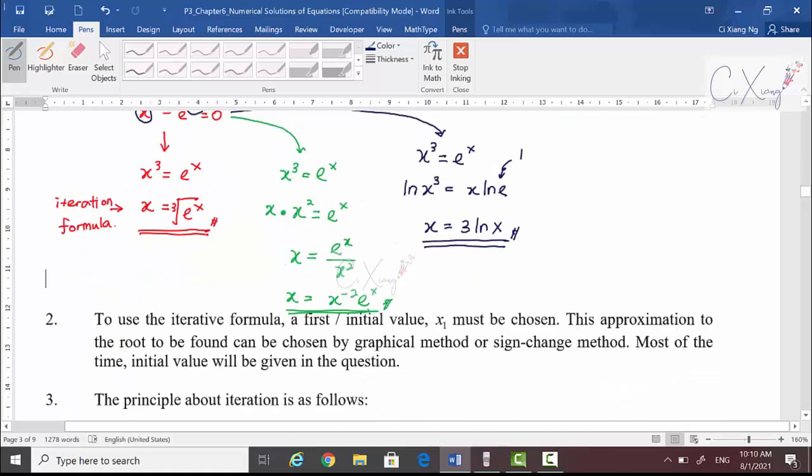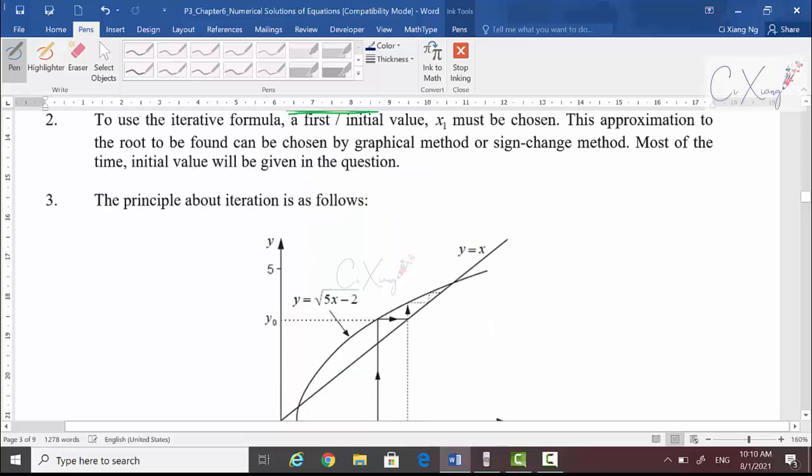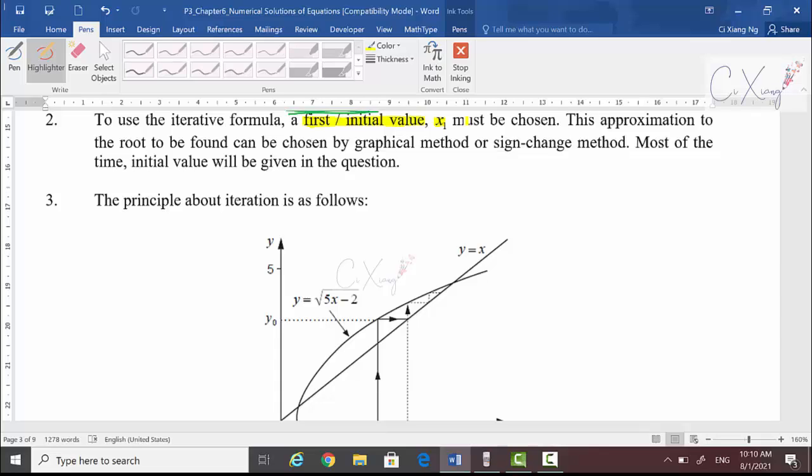Next, let us continue with our simple explanation again. To use the iteration formula, usually you will need to have the first or initial value. In this case, you can use x1. Some of the books will use x0. It depends on the book, but generally it doesn't matter, because whether it's x0 or x1, it is just a name. So we call it the first value or initial value. When you have the initial value, you substitute it, and it will slowly lead you to the final approximation root.